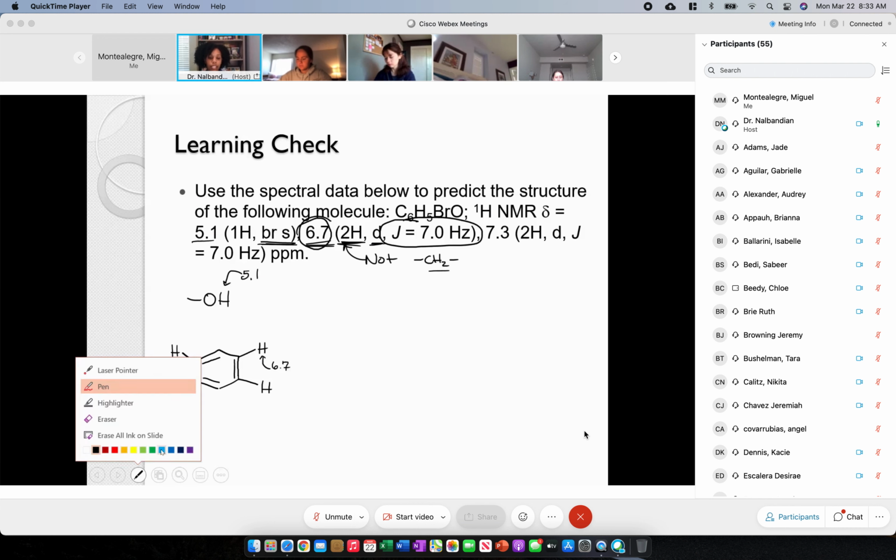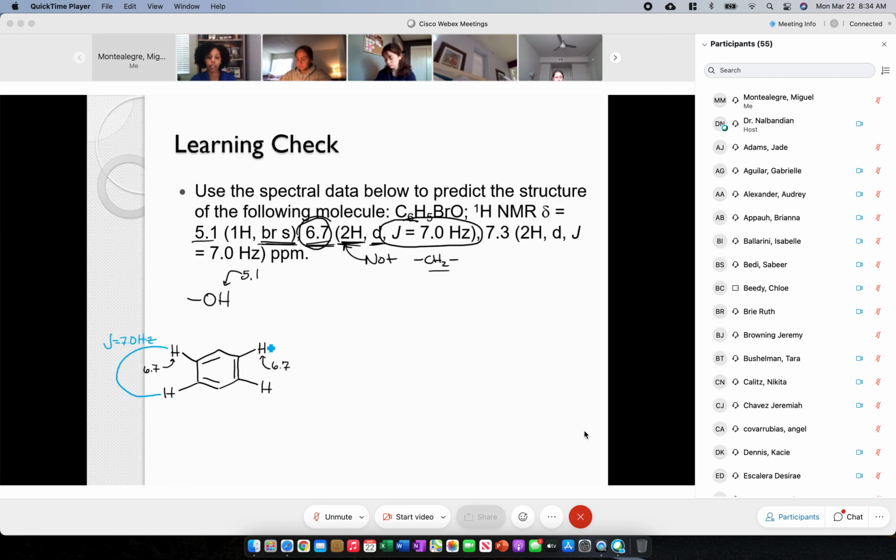These 2 hydrogens have 1 hydrogen neighbor. That is ortho. That's our building block piece. We know that 6.7 doesn't have another ortho hydrogen. So I'm going to put this here and I'm going to just put R. There can't be a hydrogen there. R does not equal hydrogen.